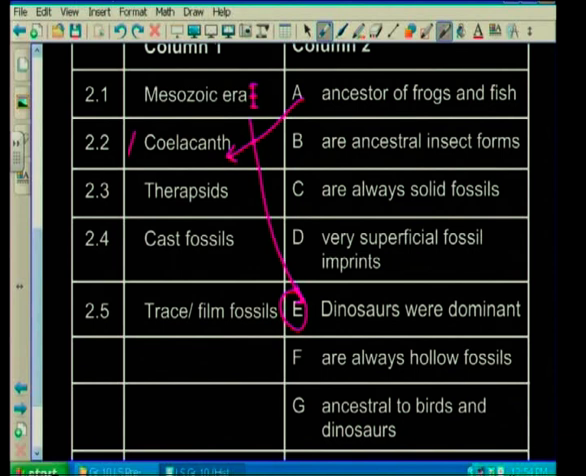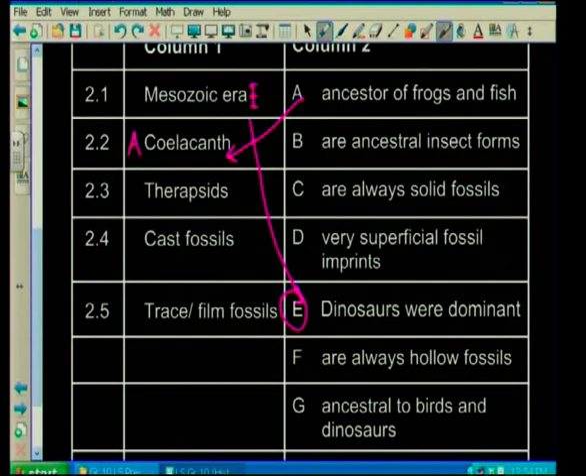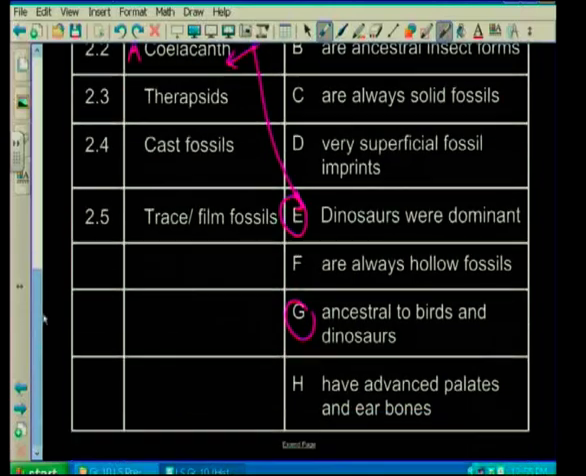Let's look at a therapsid. It's a reptile-like mammal. Remember the reptile-like mammal? So they had mammal-like features and reptile-like features. So therapsids, ancestral insect forms will be out. Solid fossils out. Superficial fossils, that one's taken. So the only answer will be, the most suitable answer would be, ancestral to birds and dinosaurs. So a bird is a mammal, dinosaur is more reptile-like, and therefore a therapsid will, sorry.